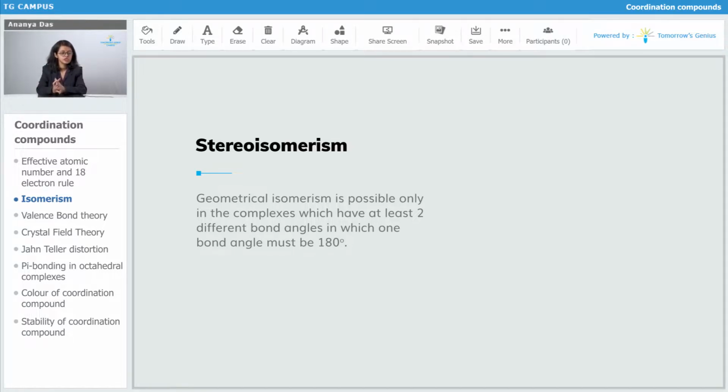So the first rule states that geometrical isomerism is possible only in the complexes which have at least two different bond angles, in which one bond angle must be 180 degree. So if the complex does not possess two different bond angles, if it just has one bond angle, even if that one bond angle is 180 degree, okay, then also that is not going to have any geometrical isomerism. So the criteria is two different bond angles, one of which must be 180 degree.